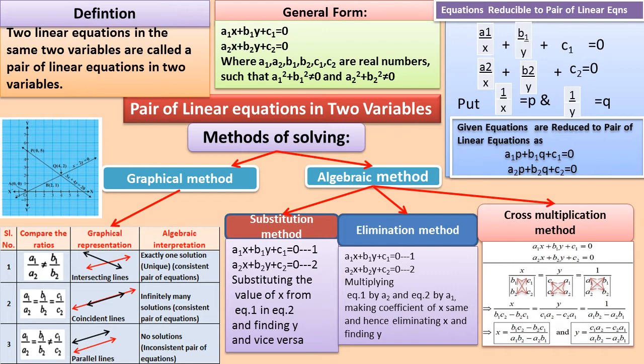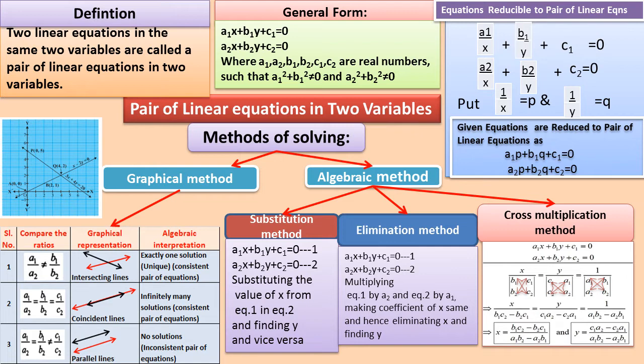So these two are linear equations, and such given two linear equations are called a pair of linear equations in two variables. So it's defined as two linear equations in the same two variables. It should be the same x and y only. These two linear equations should have the same variables x and y, and together they are two linear equations. Hence it is called a pair of linear equations in two variables.